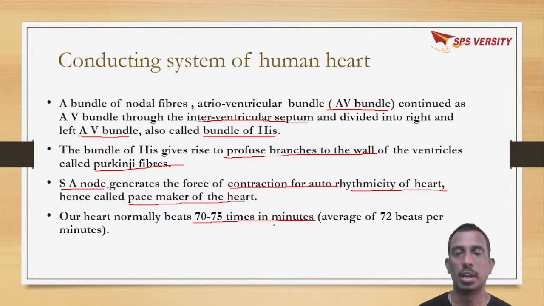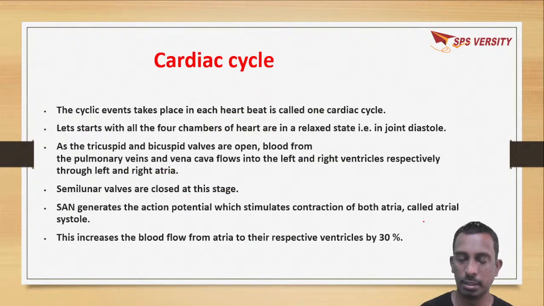Okay. And on average it is 72 beats per minute. Okay. So these are the different parts which are seen in the human heart: atrium, ventricles, valves, aorta, pulmonary aorta, systemic aorta. These are all different parts. SA node, AV bundle, bundle of His, Purkinje fibers, interventricular septum, atrioventricular septum. These all are different parts in the heart.